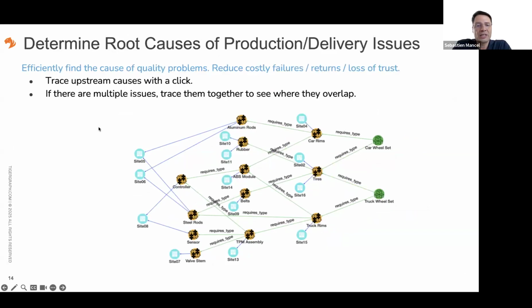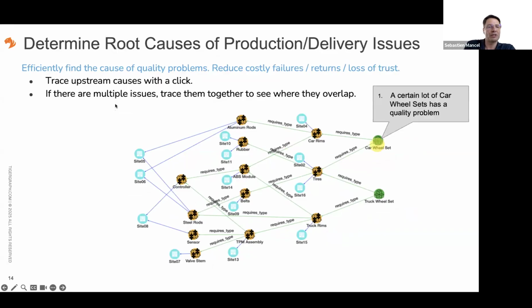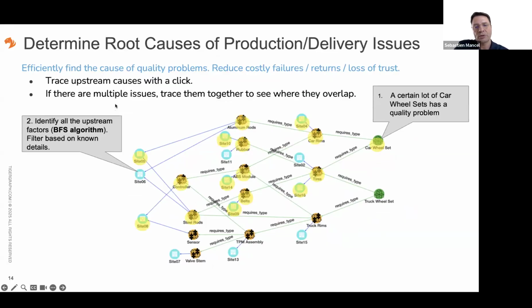All right, in addition to responding to disruptions, graph-powered digital twins also help us diagnose and resolve root causes of production or delivery failures. So here's the scenario. A certain lot of car wheel sets has a known defect. Using graph, we immediately trace upstream causes with a click, leveraging algorithms like breadth first search. The system identifies all the upstream suppliers, sites, and components that feed into the faulty wheel set, not just direct suppliers, but multi-tier relationships.